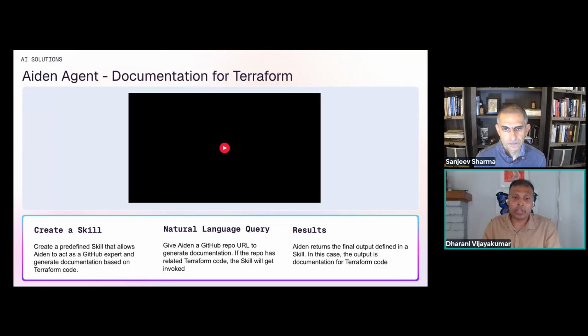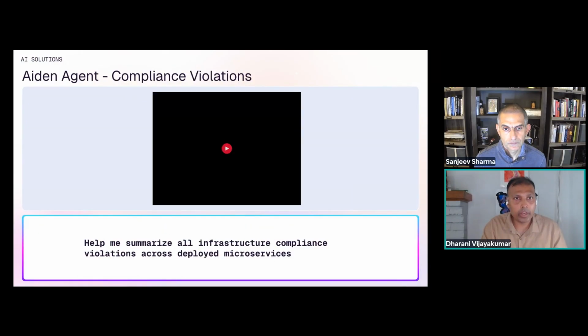Yeah. So that's Aiden with a real world use case. I'll add one more quick use case here. In this case, we are talking about a compliance dashboard, which is something that we offer on a web UI, but our customers actually prefer it to be accessible via natural language prompting as well, right?